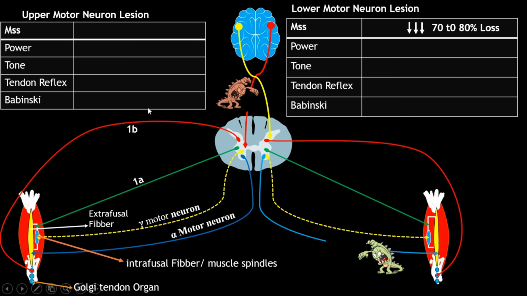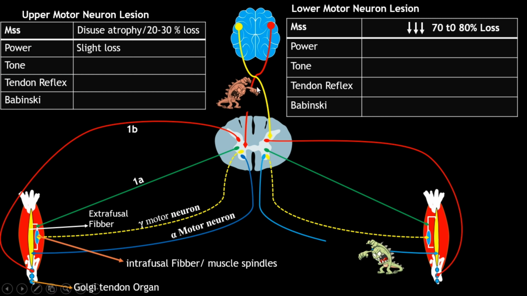So the mass is decreased, but very, very little: 20 to 30% of the mass is decreased in upper motor neuron lesions. That's because of disuse atrophy. When you do not use the muscles, they become atrophic. Okay, so let's come to the power. The power shows a slight loss in the upper motor neuron lesion.